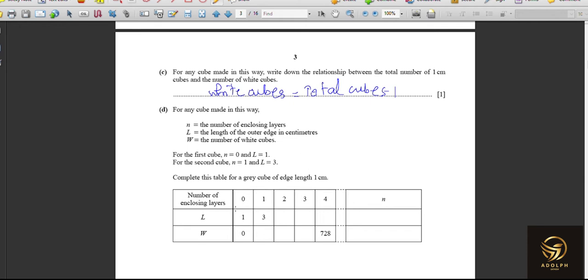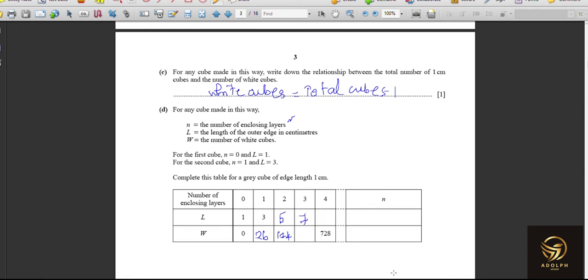So now they have given the calculation. N refers to the number of enclosing layers. Then L says the length of the outer edge, like how we calculated 3, 5, 7. Then W says the number of white cubes. So if it's 1 and 3, for 3 we just calculated it is 26, because that cube value minus 1, and for the second layer both sides will be adding and we got 5. At that, the answer we have got is 124.